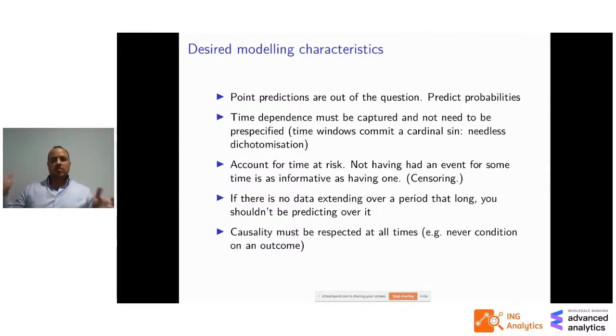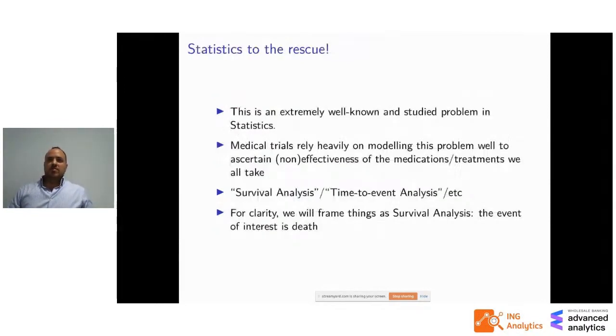So if you start conditioning on outcomes, say dropping the ones that haven't gotten the loan yet, well, you wouldn't know that at the beginning, so you probably shouldn't be doing that. So these are the desired modeling characteristics, and there are very well-known models that fulfill all these things and fix all the problems that I just posited to you. This is a very well-known and studied problem, and medical trials, I'll give you an example in a second, rely heavily on this. It's generally called survival analysis, or time to event analysis; different names, same techniques.